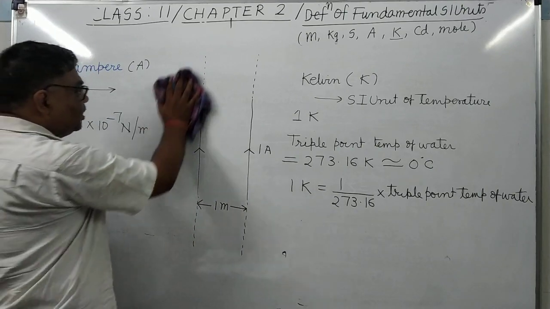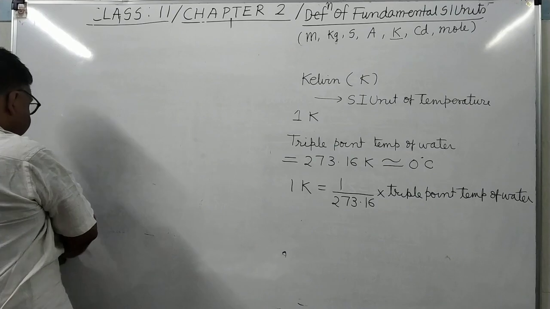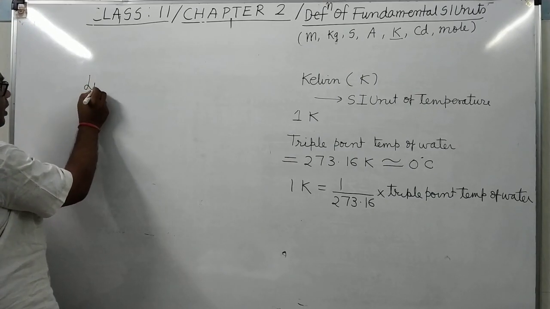Now after this there is one quantity, luminous intensity. It's clear. Now what is luminous intensity? First you should know what luminous light is.